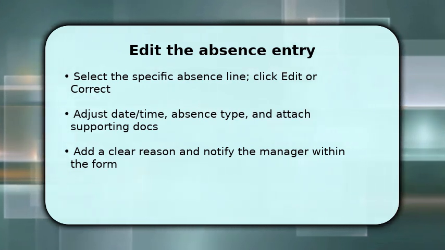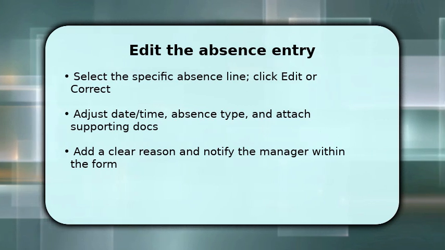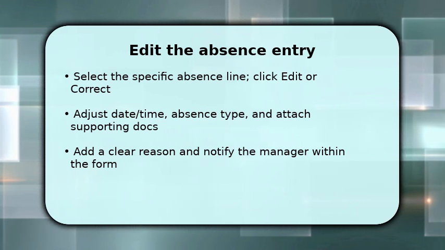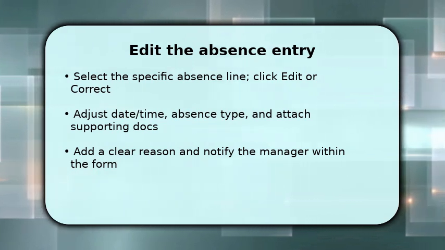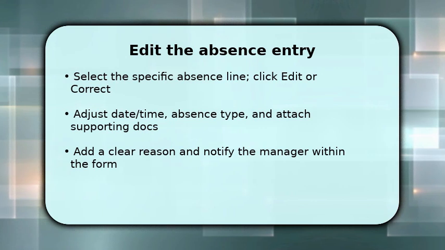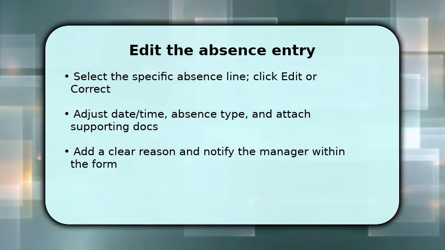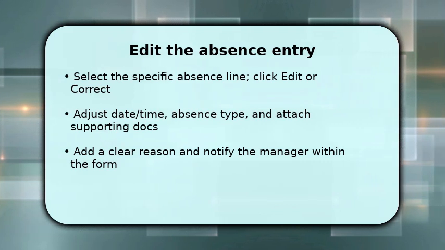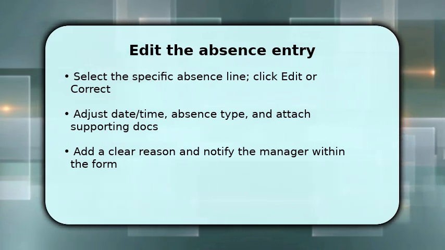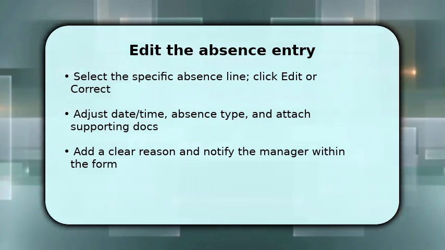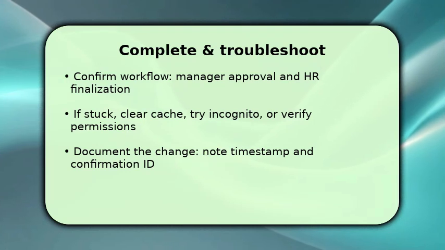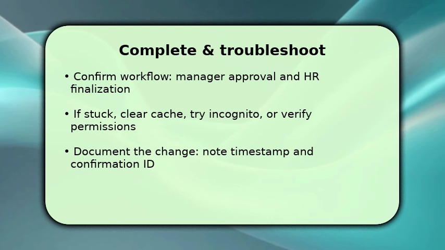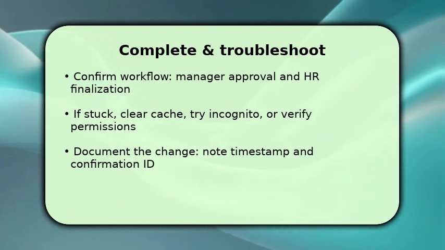Change the date, time, or absence type to match reality and upload supporting documents like a doctor note. Attachments speed approval. Once updated, write a concise reason so approvers understand why the correction is needed. Make sure to hit Submit or Save Draft depending on your process, because that triggers the workflow and alerts your manager automatically. You finish by confirming the submission completed the approval workflow, manager approval followed by HR finalization.